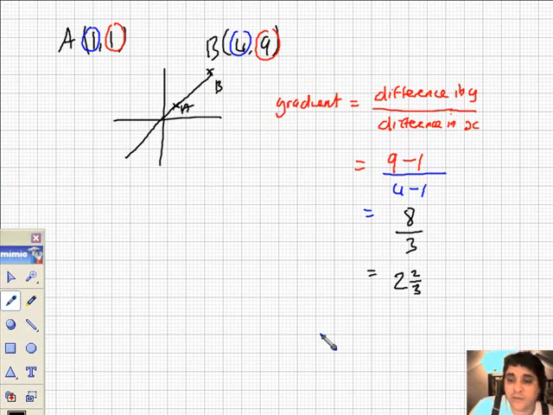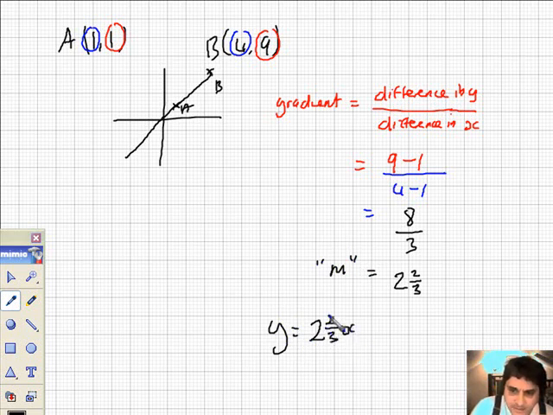Now I want to find the equation of the line. I've got the m bit. Now let's just get an equation half worked out. I've got y equals m, which is 2 2/3 of an x, plus intercept c. I don't know what the intercept is, but I can work it out. Best way to do it, let's just use the point (1, 1), because I can just substitute 1 for y, 1 for x, and just get on with it.